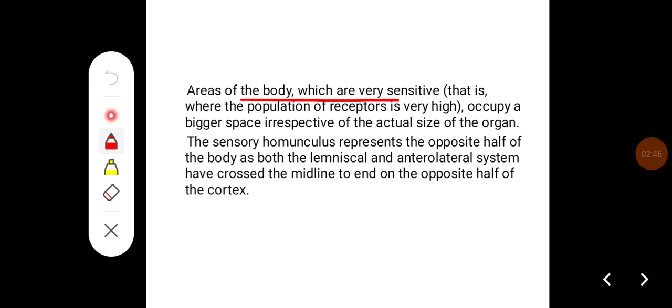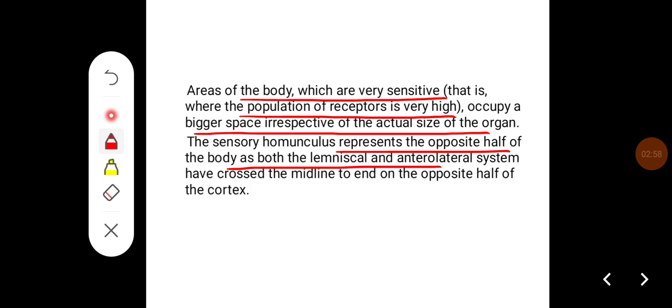Areas of the body which are sensitive, that is, where the population of receptors is very high, occupy bigger space irrespective of the actual size of the organ. The sensory homunculus represents the opposite half of the body, as both lemniscal and anterolateral systems have crossed the midline to end on the opposite half of the cortex.